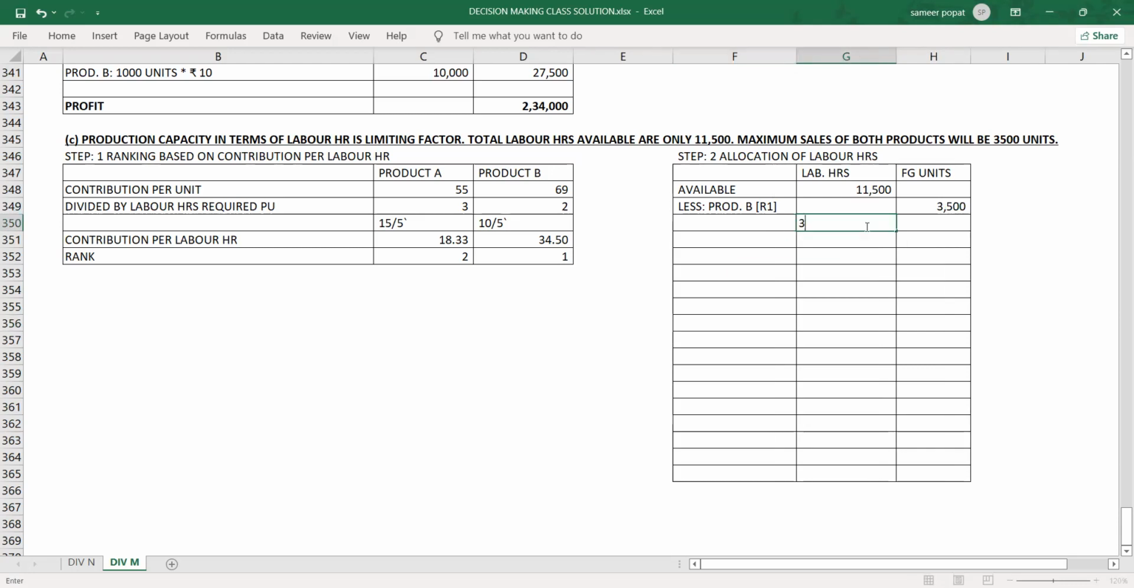So for 3,500 units, each unit will require 2 hours of labor. So 3,500 into 2 will give you total labor hours of 7,000. Now balance labor hours are 4,500. Now from this 4,500, we'll manufacture product A, that is rank 2.